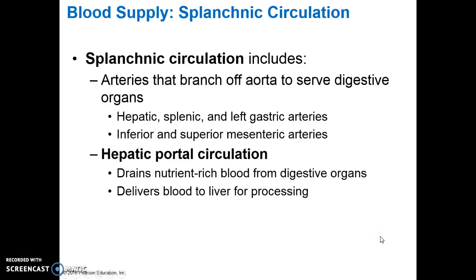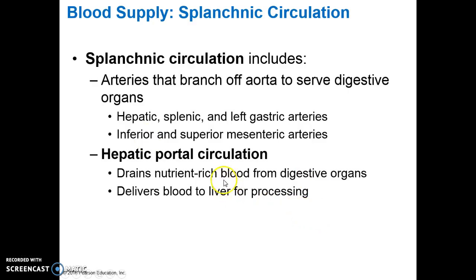The blood supply, in other words, the splanchnic circulation. Splanchnology is the study of the visceral organs of the digestive tract. These are the arteries that branch off the aorta to serve digestive organs. The celiac trunk branches off to the hepatic artery, the splenic artery, and the left gastric artery, followed by the superior mesenteric artery and then the inferior mesenteric artery.